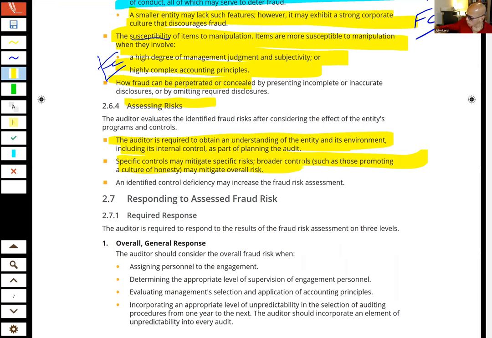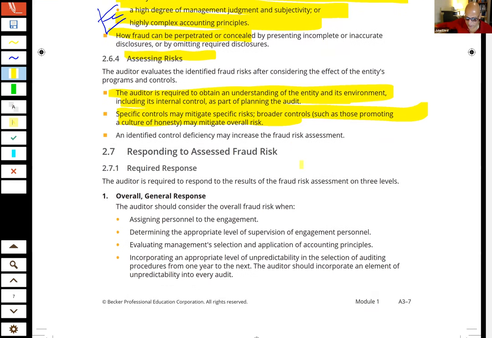Okay. So now we've made our assessment, and we need to respond. We can respond at a general level, and we're going to respond at an assertion level. So, assigning personnel to the engagement.